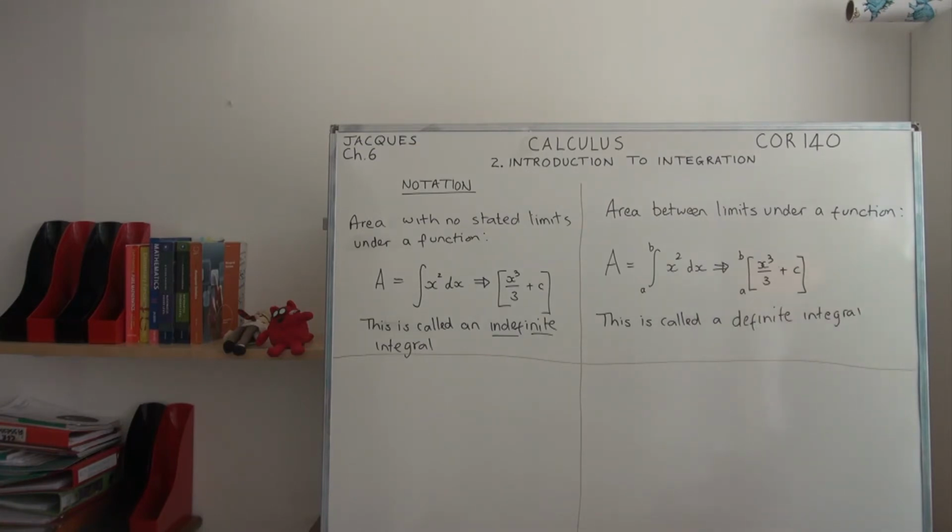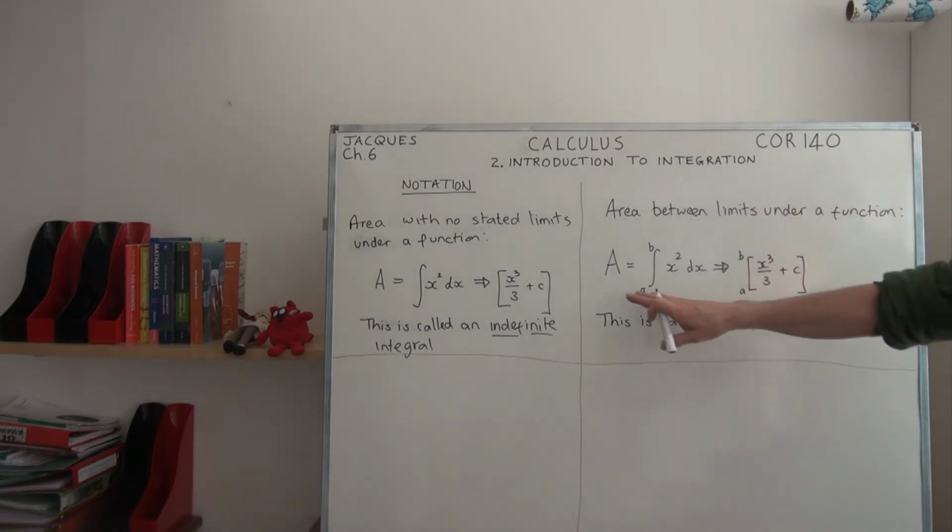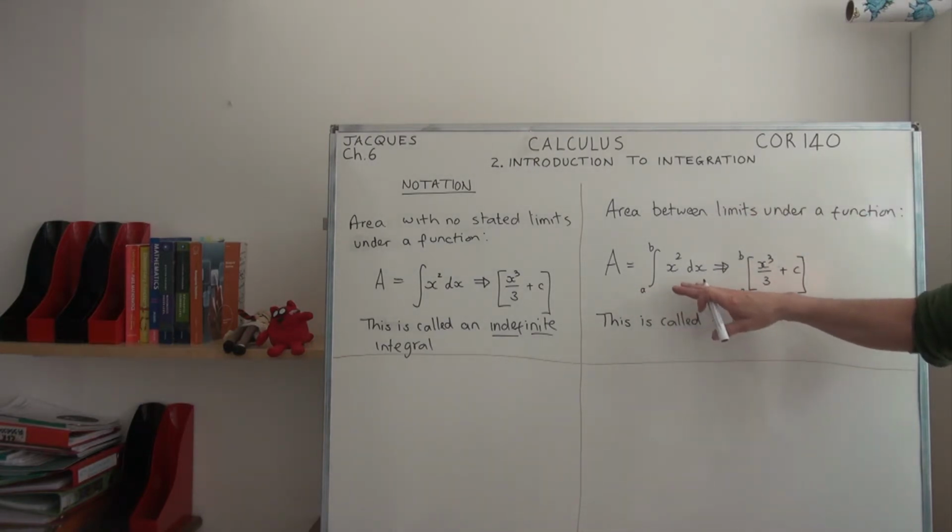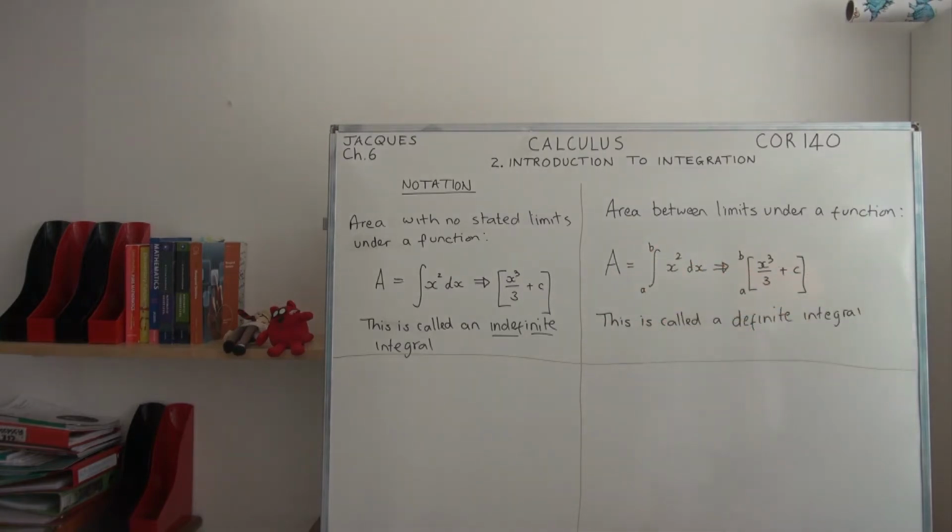And again, we'll keep repeating it. This is the bit that does the calculation. That is just the notation. But we want to look next at where this dx comes from. Let's move down to the box down there.